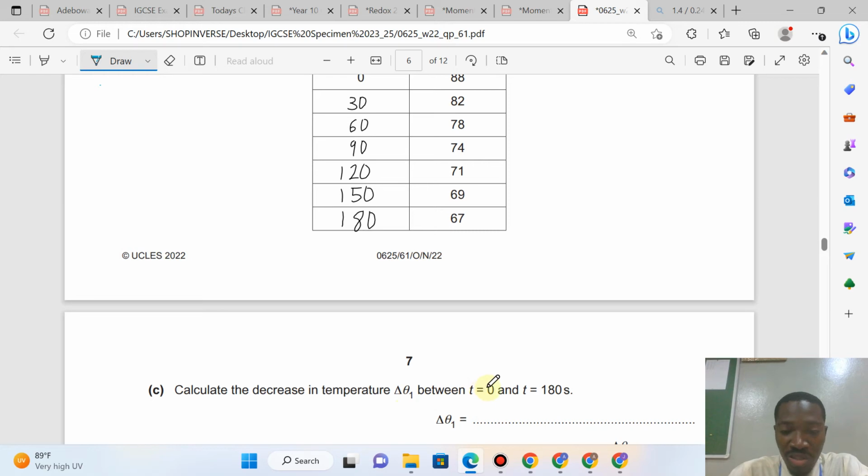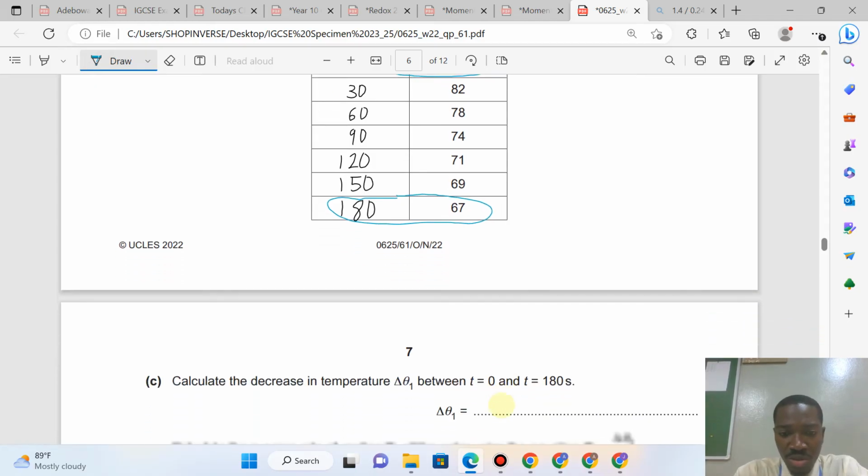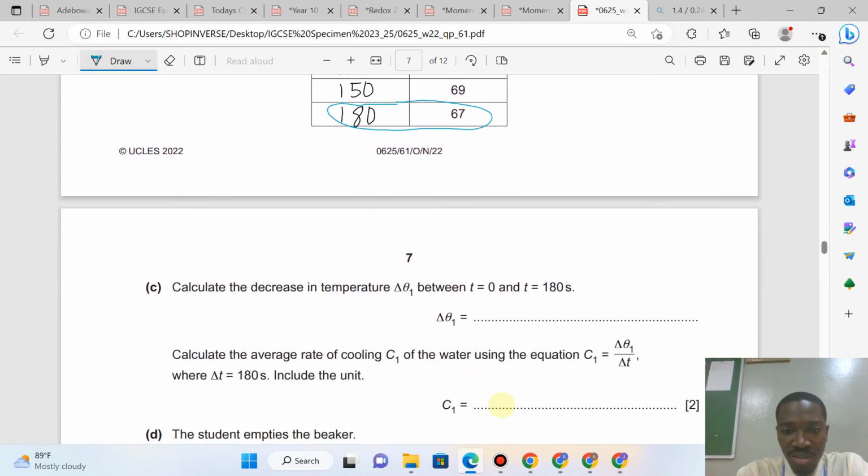Decrease in temperature between time t equals 0 and t equals 180 seconds. When our time is 0 seconds, our temperature was 88 degrees Celsius. When our time is 180 seconds, our temperature is 87 degrees Celsius. So how do you calculate change in theta?